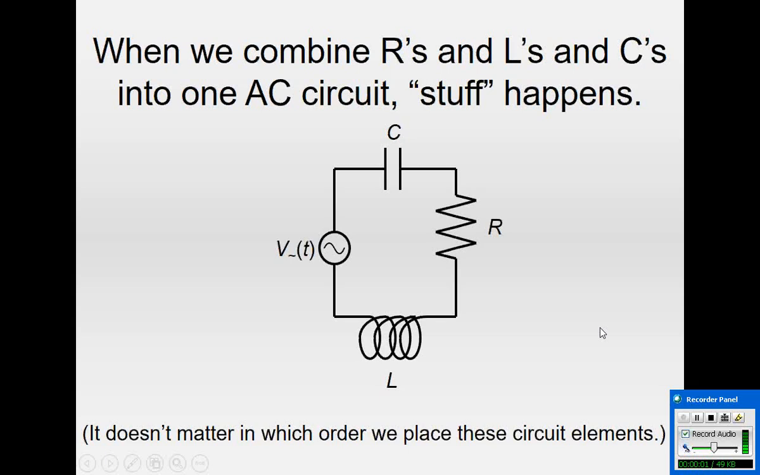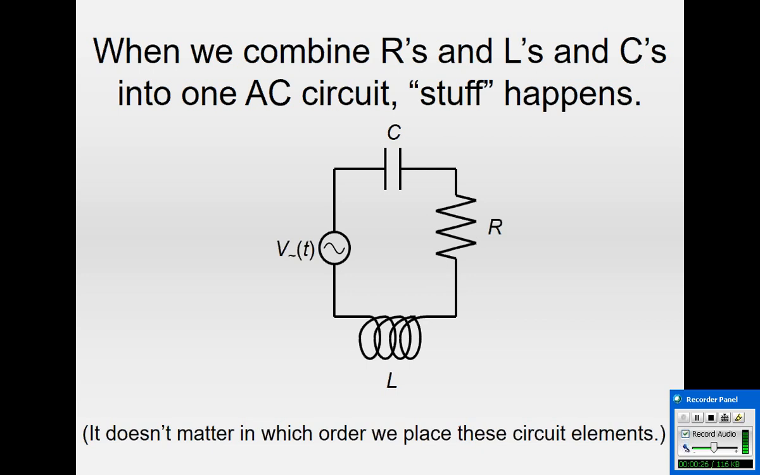Let's continue our study of AC circuits by considering a series combination of a capacitor and a resistor and an inductor all together with the alternating voltage source. Since they're in series, keep in mind that at any given instant, the current through each circuit element is the same, but the voltage differences don't have to be the same.